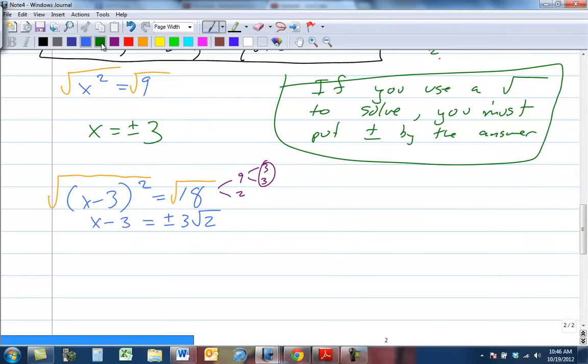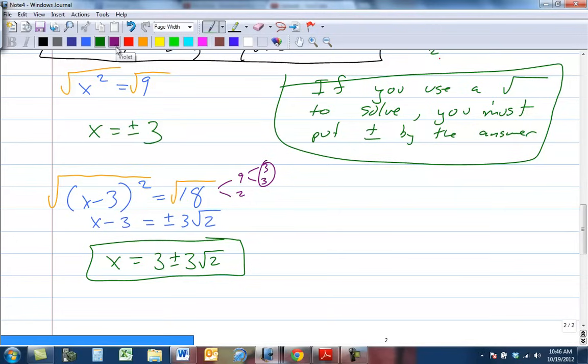Then you get x by itself. Add 3 to both sides, so you get x is 3 plus or minus 3 root 2. You give that whole answer. This is exact. Now, there's actually 2 solutions here, right? 3 plus 3 root 2 and 3 minus 3 root 2.